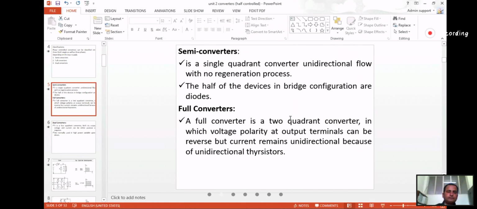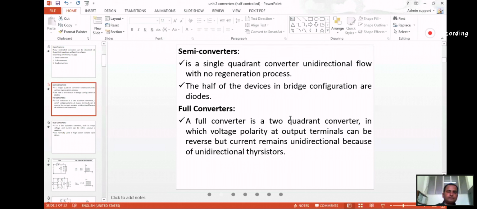The current cannot be changed at the output terminals because of the unidirectional nature of the thyristors. The thyristor is a unidirectional device, so because of that nature, current cannot be altered. It remains the same, which means we cannot change the current at the output terminal.